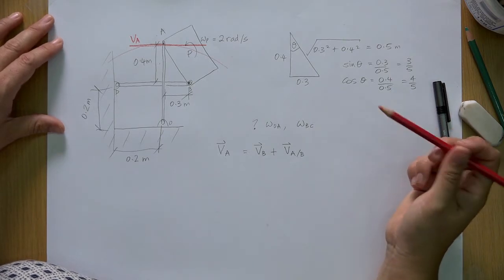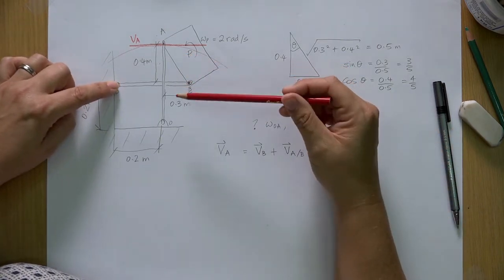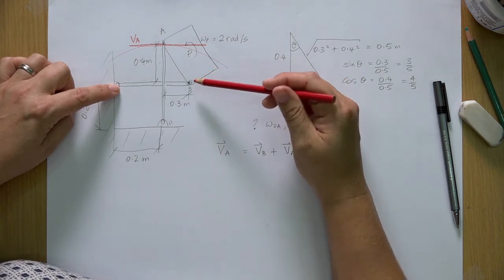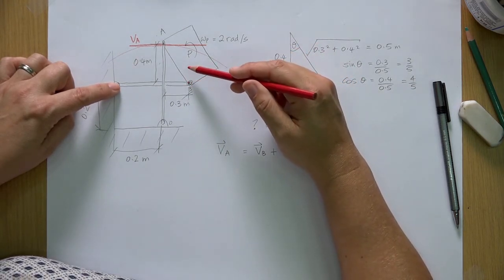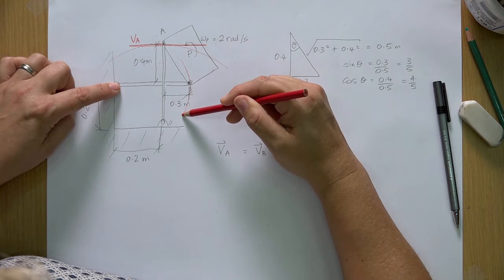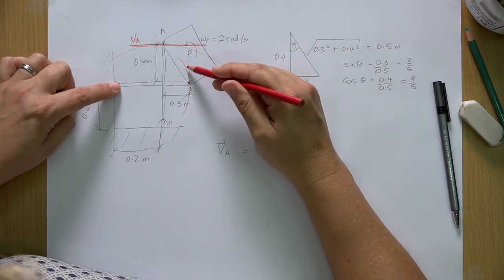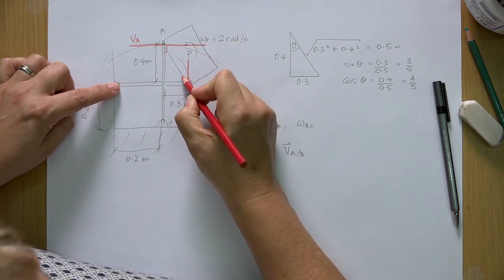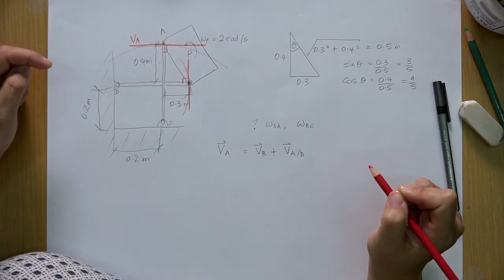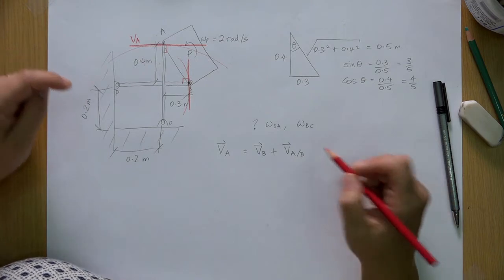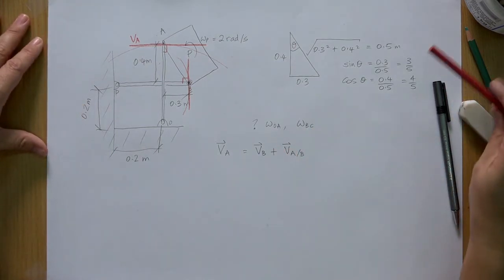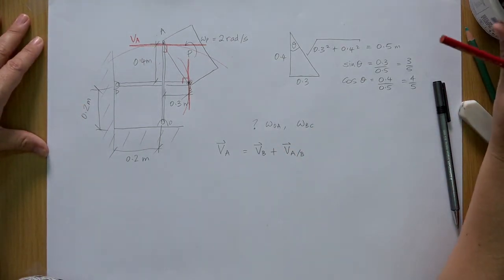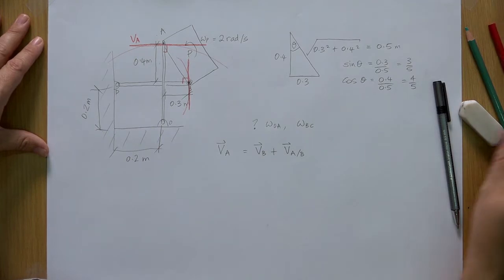When I come and look at point B, it is constrained to move in a circle around point D because it's connected to point D by a rigid link. So that instantaneously it is moving perpendicular to link BD. Now we come to this VA relative to B. What exactly is the meaning of VA relative to B?